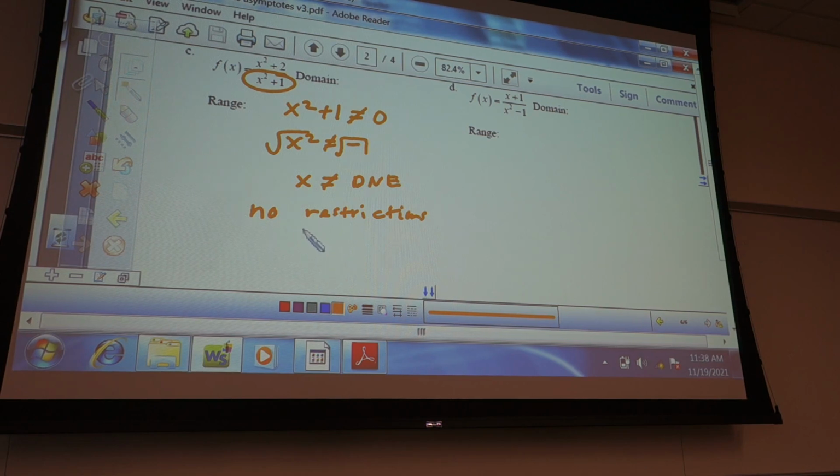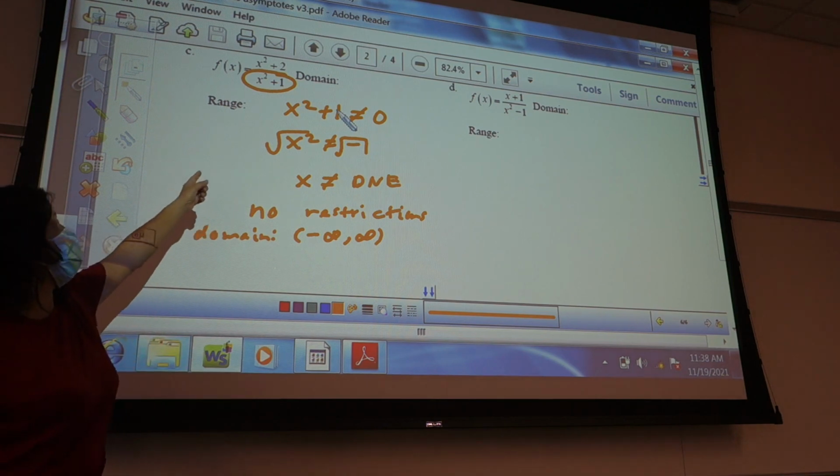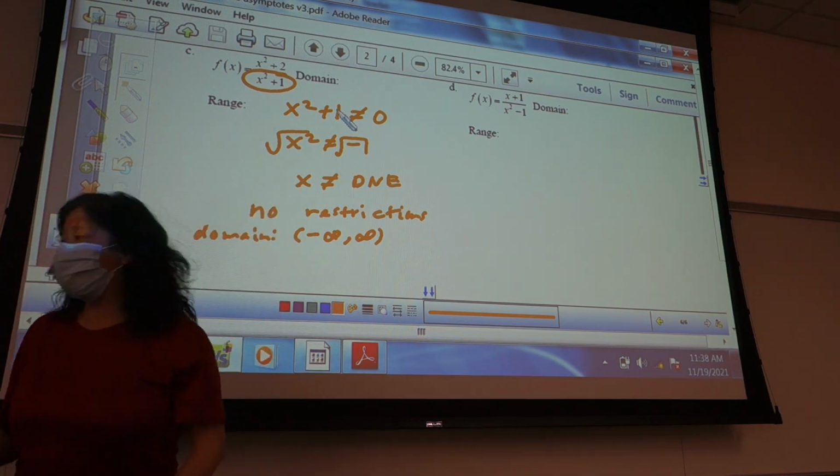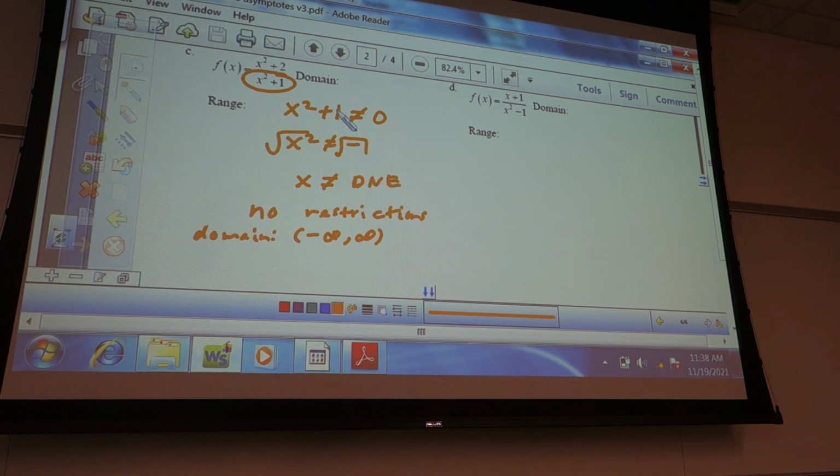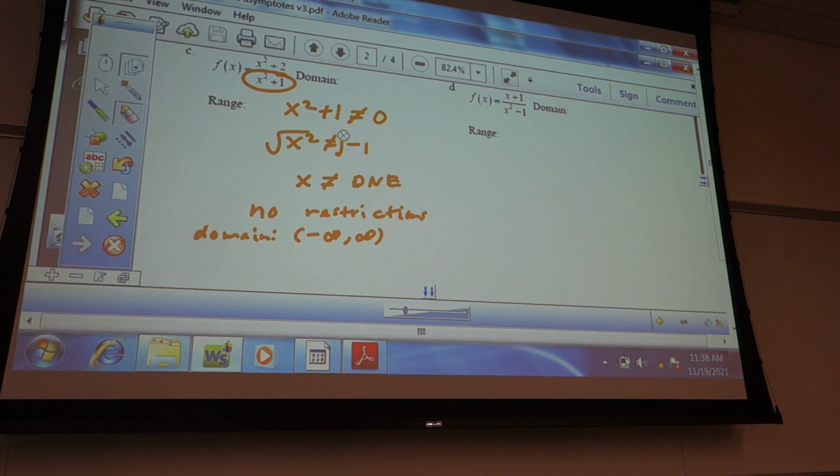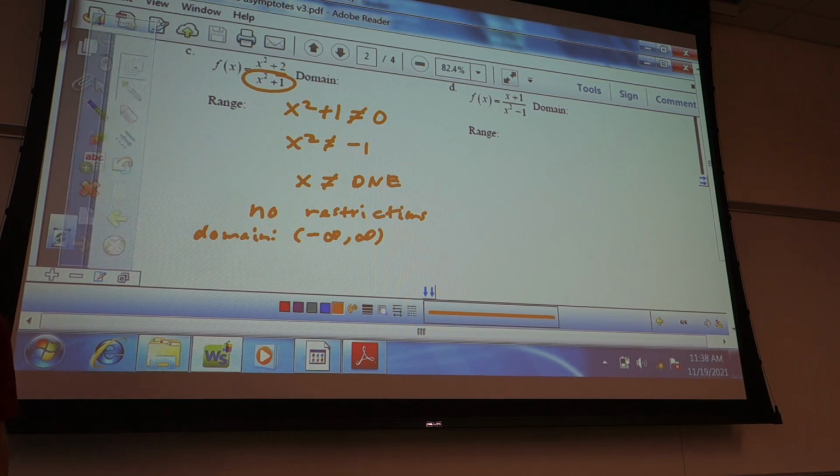X is from negative infinity to positive infinity. That's my domain. Another way of looking at it is to say, well, x squared plus 1 can't be 0. That would happen when x squared is -1. When is x squared ever -1? When I square x, I get a positive. X squared can never be -1.